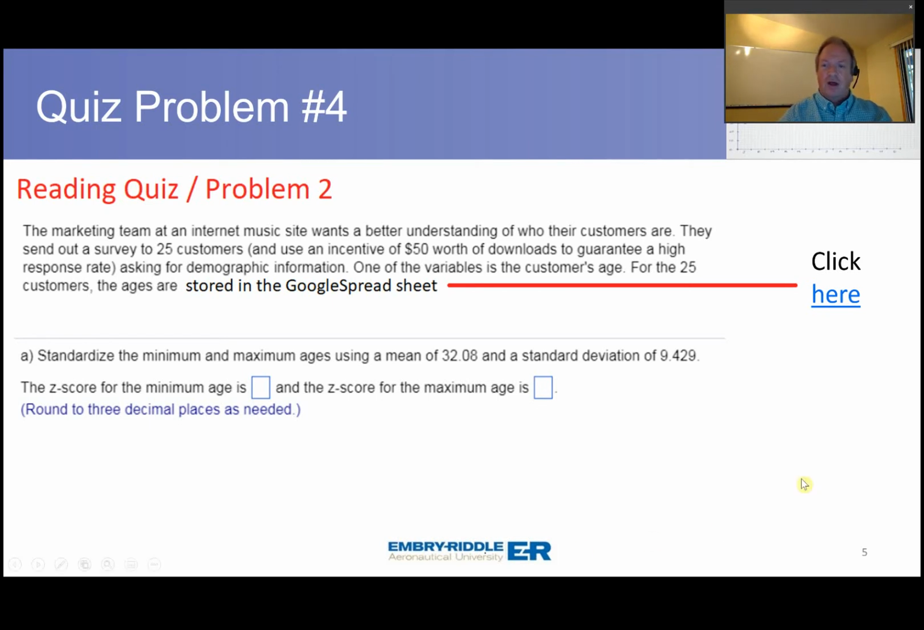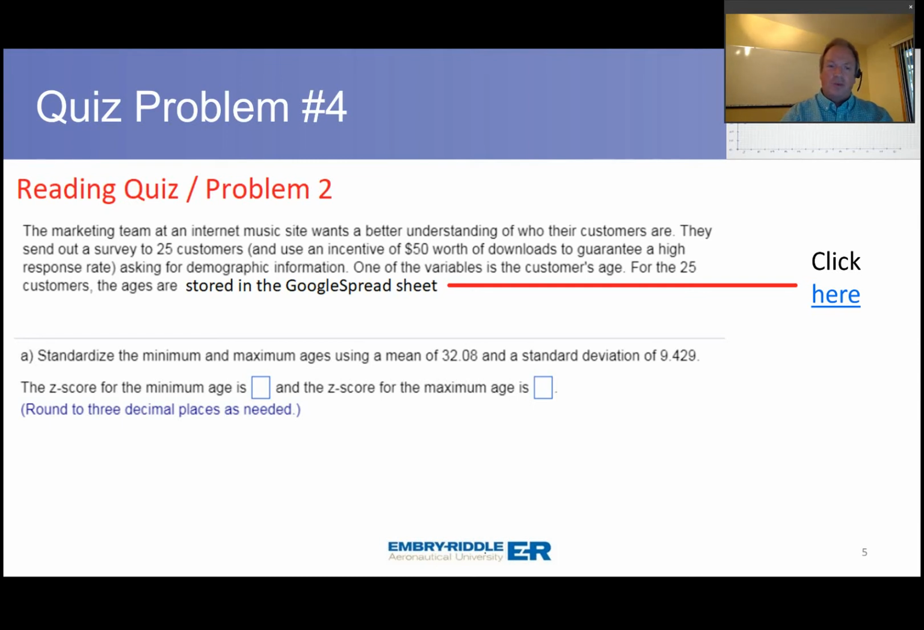And so if you click on this particular link here, it will take you to a Google spreadsheet that has the age of 25 customers who responded to the survey. And what we want to do is standardize the maximum and minimum ages in our data set. Now, standardize is code word for compute the z-score. And we'll talk later on about where that standardized term comes from.